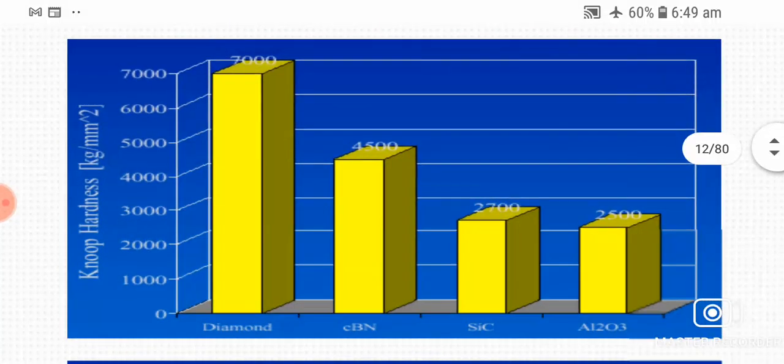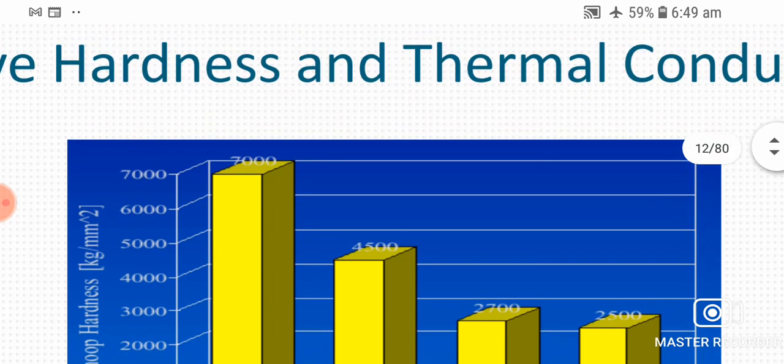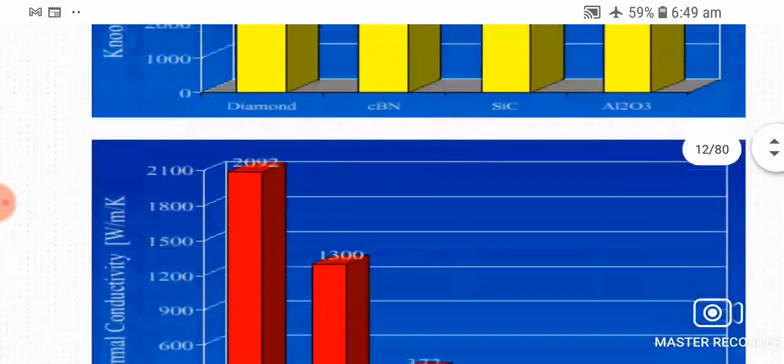The small bar is aluminum oxide. This is the Knoop hardness. The thermal conductivity here is 2500. Another one is silicon carbide. Next is cubic boron nitride. We have the final one, the diamond. These are called the abrasives. This is abrasive hardness and thermal conductivity.